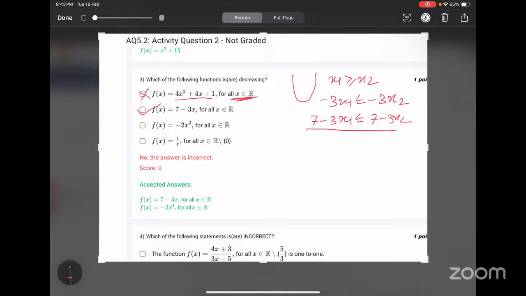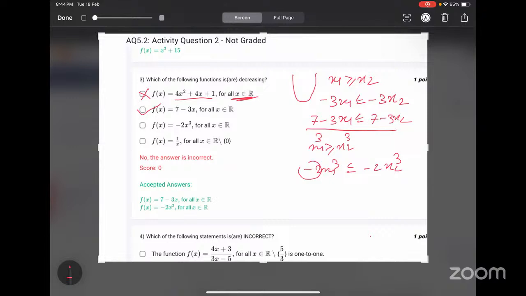Similarly, if x1 is greater than or equal to x2, x1 cube will be greater than or equal to x2 cube. But if I multiply with minus 2, then minus 2 x1 cube will be less than or equal to minus 2 x2 cube, right? Again, we are multiplying with something negative, so the inequality will be reversed, right? Yes, madam.